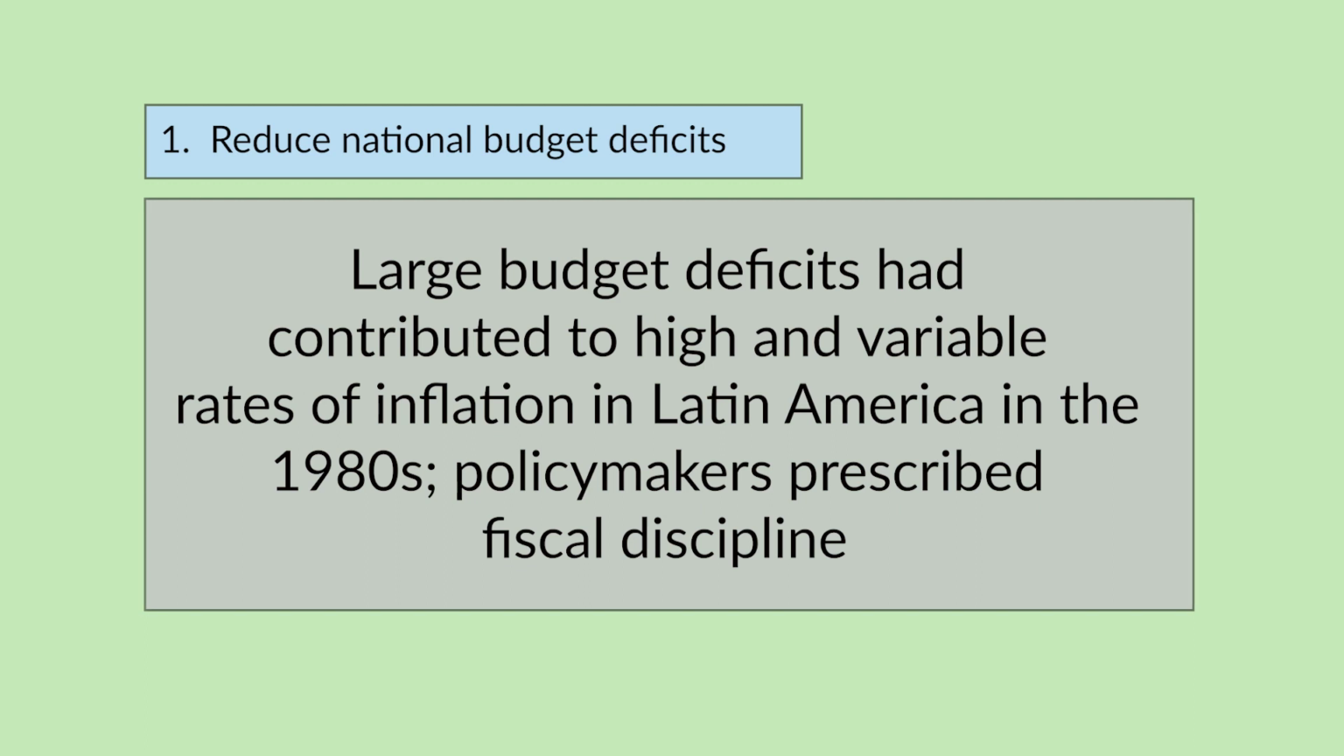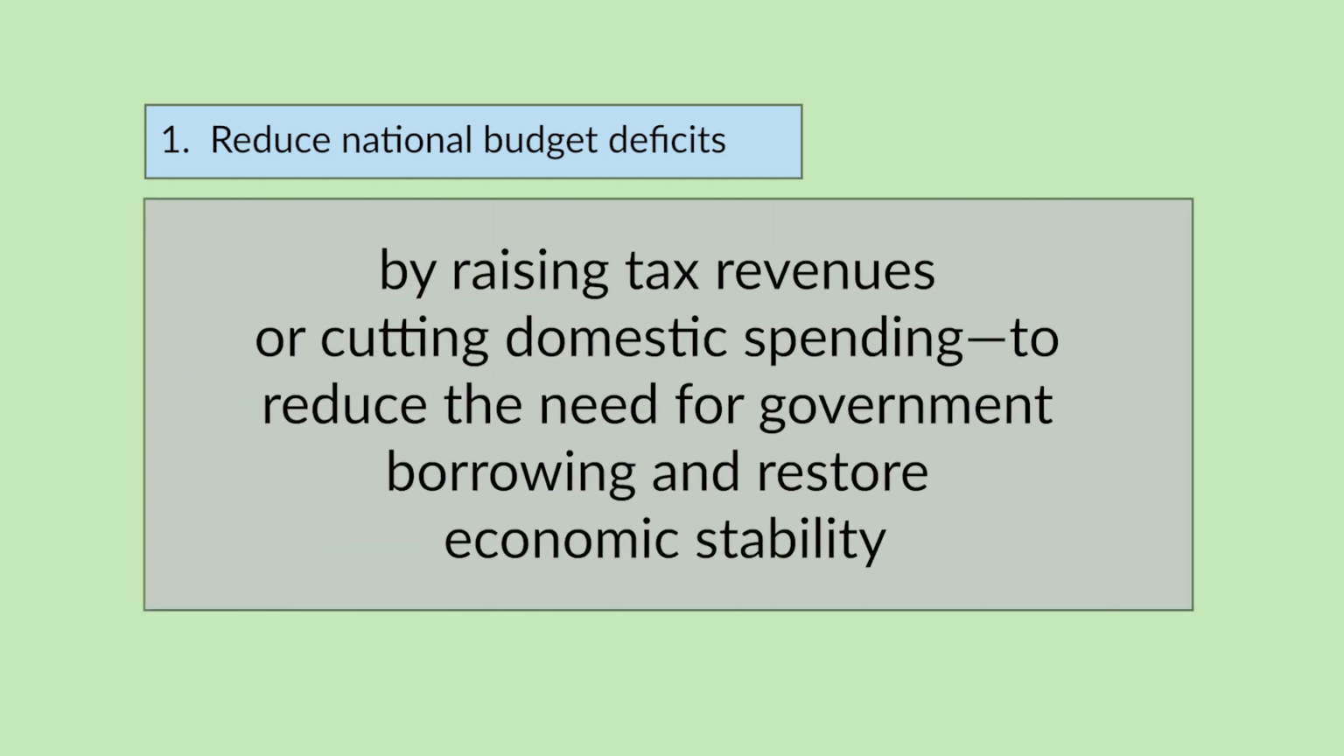Now, the first principle of the Washington Consensus was to reduce national budget deficits. It was found that large domestic deficits had contributed to high and varied rates of inflation in Latin America during the 1980s. Policymakers prescribed fiscal discipline by raising tax revenues or cutting domestic spending to reduce the need for government borrowing, thereby leading to greater economic stability.